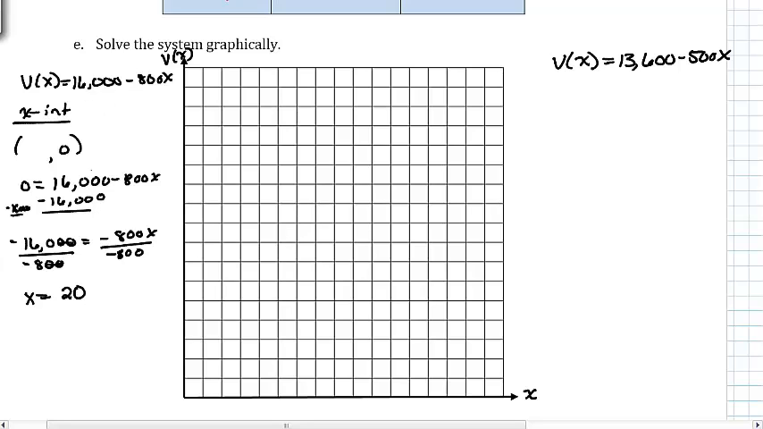And then we know what the y-intercept is. So the y-intercept is the 16,000. That's its value when we purchase it. And then we're going to do the same thing for the other equation. So we want to find the x-intercept. So when does this car have a value of nothing?